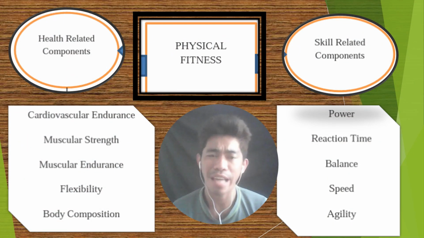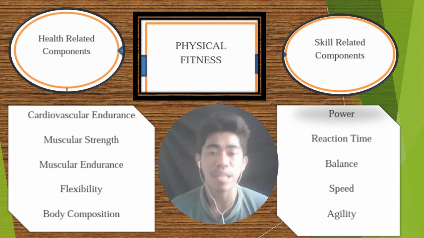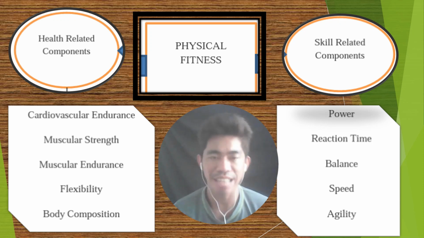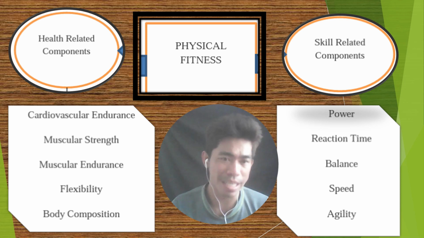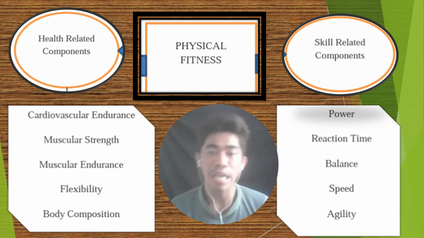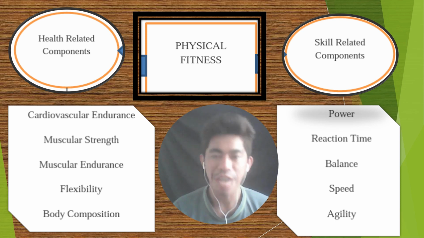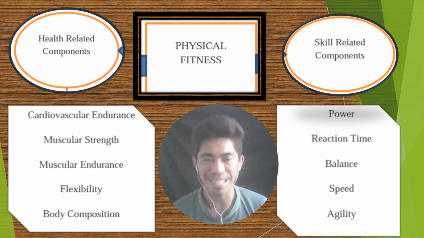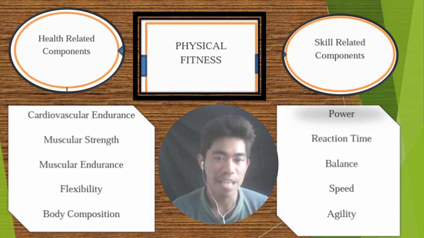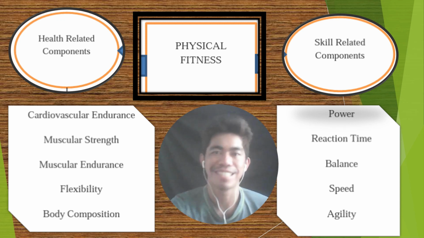We will have our health-related components and skill-related components. These are the two physical fitness categories that we have. For health-related components, we have the following: number one, cardiovascular endurance; number two, muscular strength; number three, muscular endurance; number four, flexibility; number five, body composition. Then, for the skill-related components, we have the following: reaction time, balance, speed, agility.